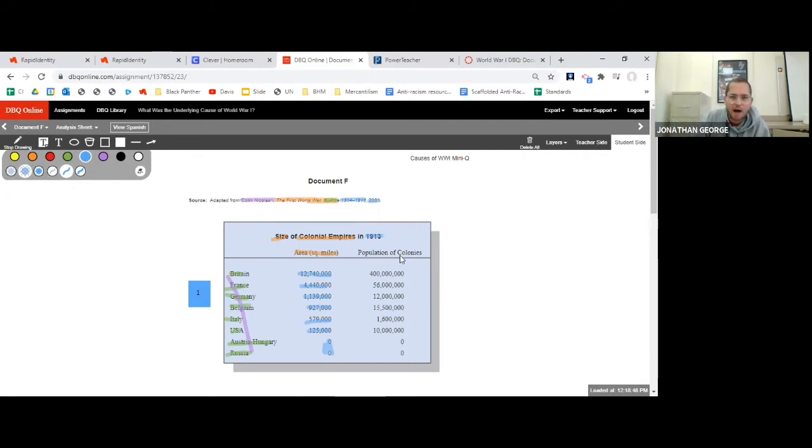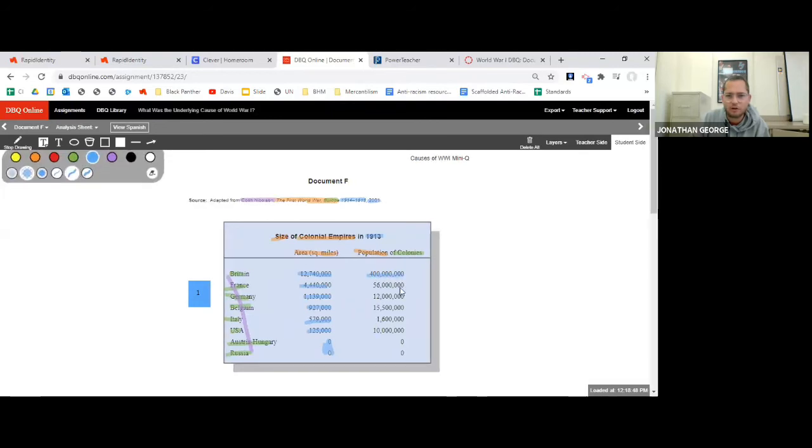Okay, then we have population of colonies. That's location is the colonies, population of their colonies. So now, of the places that they took over, what is the overall population? Like how many people in a way are under their control? I'm going to highlight population in orange, and then we'll go back to blue.